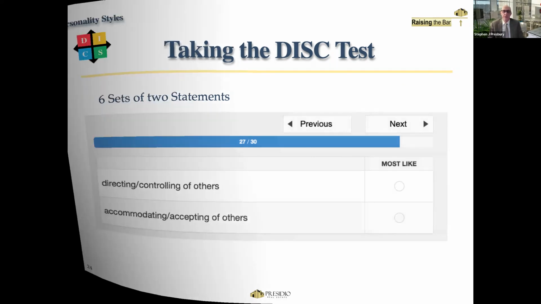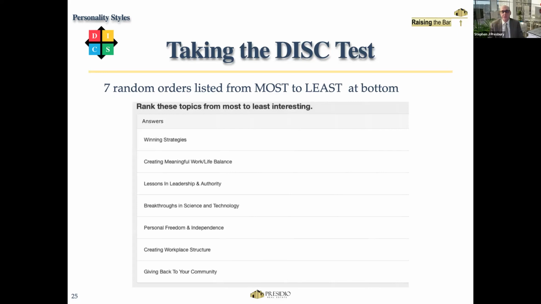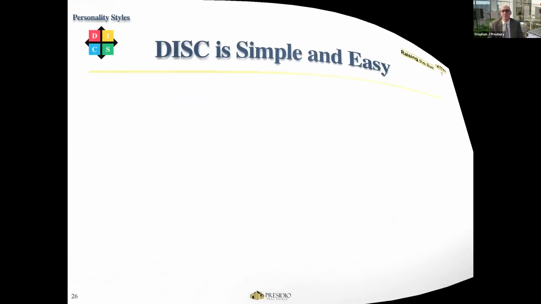All right. And then what they'll do, right at the very end, they'll have 7 random ordered lists that you'll need to put in order. So you can move these up and down with the most like at the top and the least like at the bottom, even though they're all maybe very similar to how you feel. But you'll put these in a certain order. There'll be 7 groups of those. And then that will give you a report.